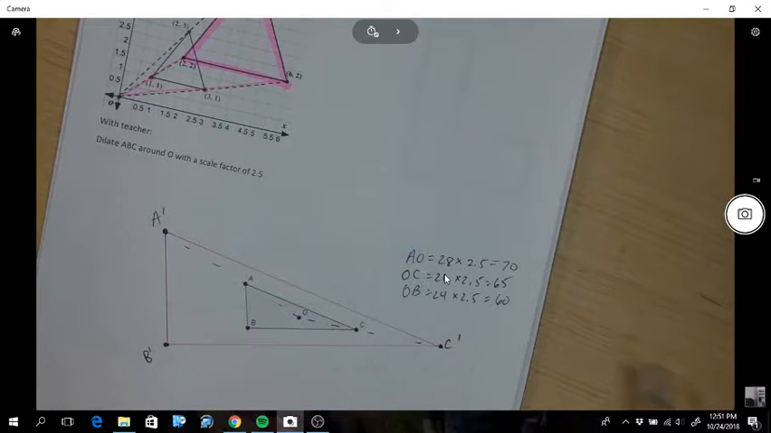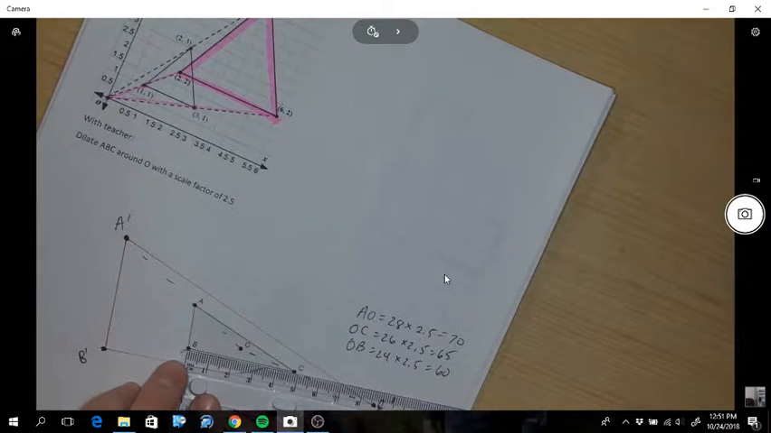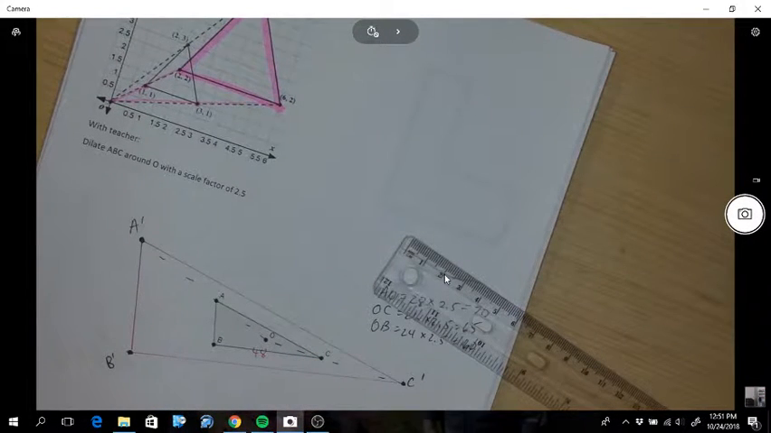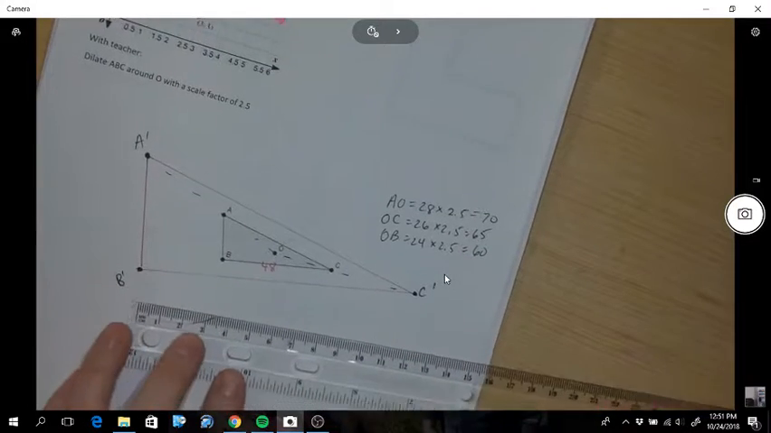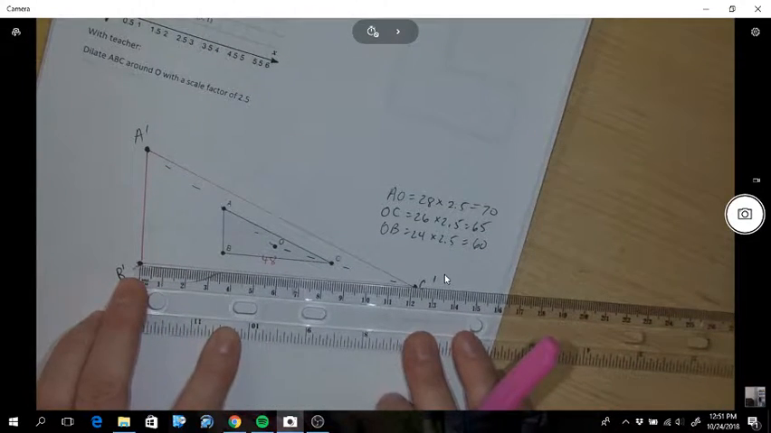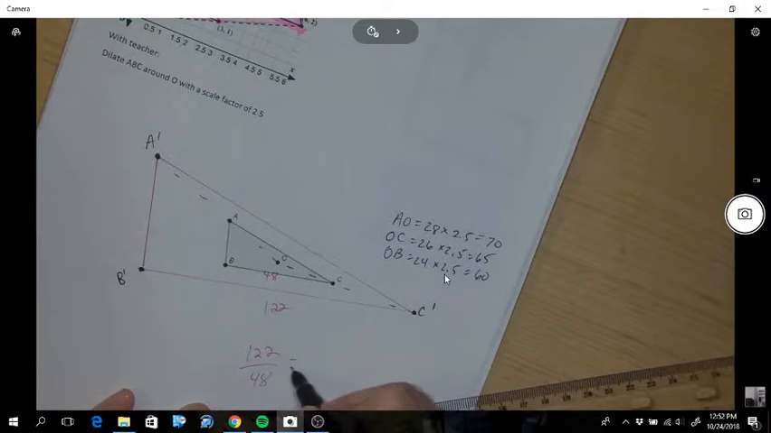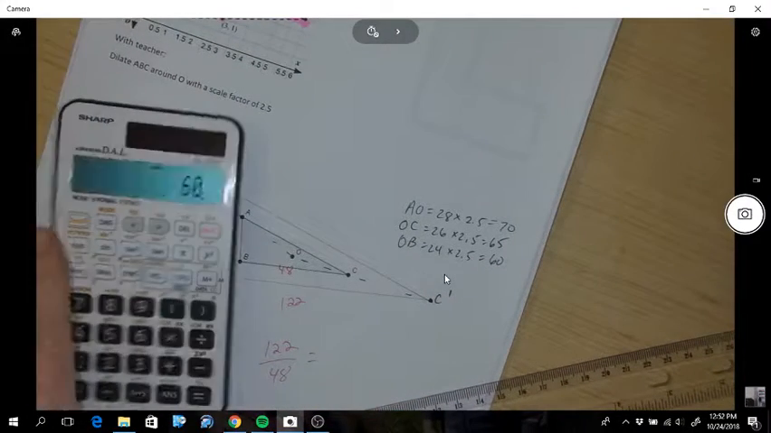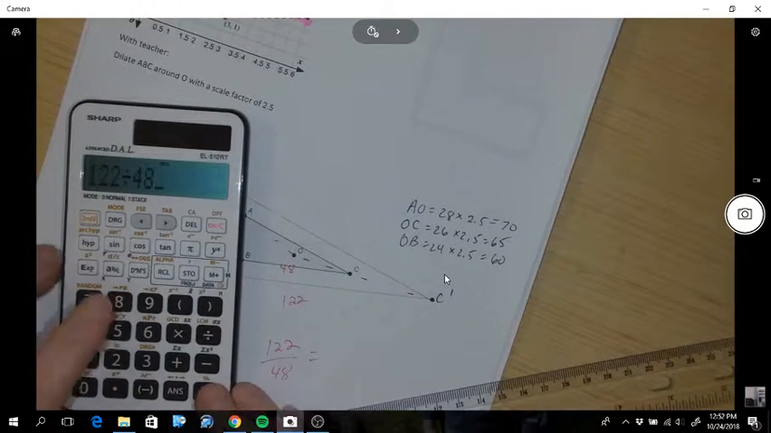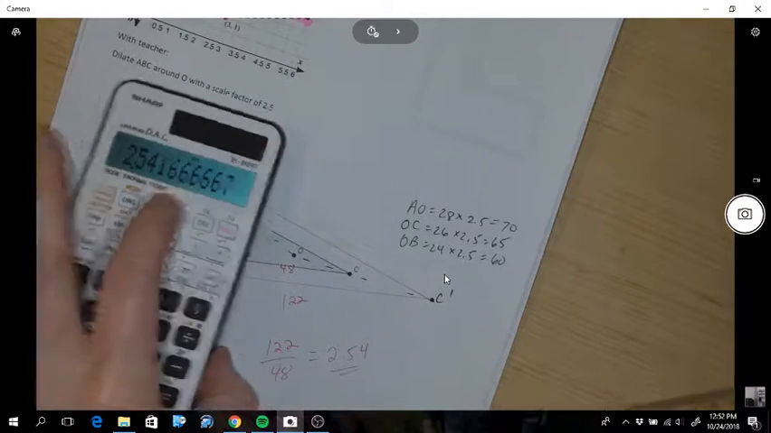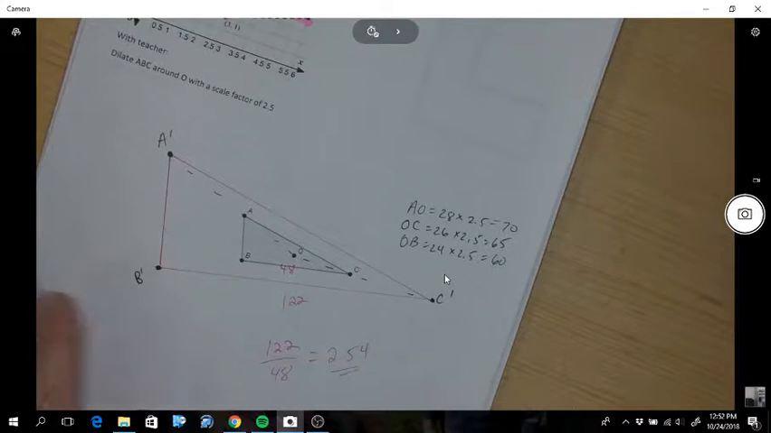Okay, now here's the thing. If I measure the length of the side, this is 49, 48.5, I don't know, 48. This side should have ended up being 2.5 times bigger. So 122-ish. That should be about 2.5. Obviously, I'm going to have a little bit of room of error for my measurements. Okay, so that should end up being 2.5 times bigger.